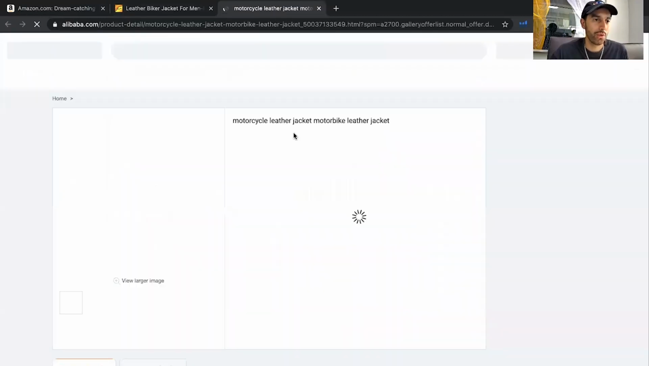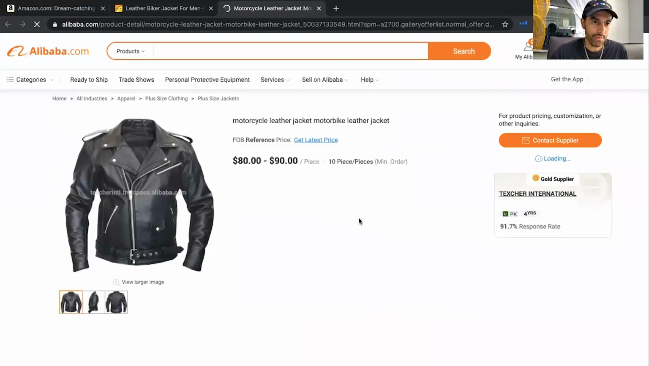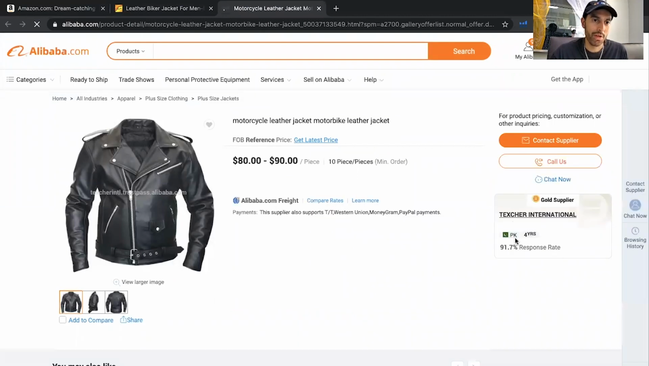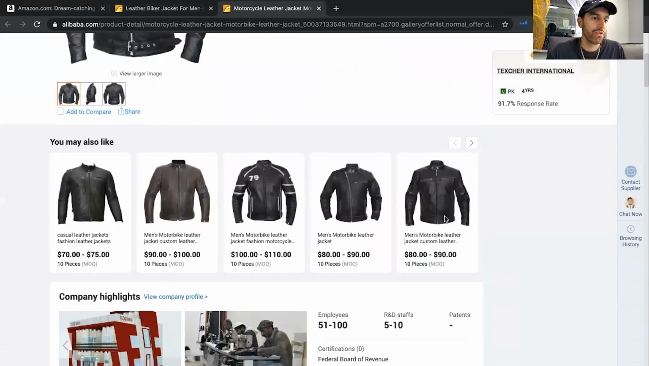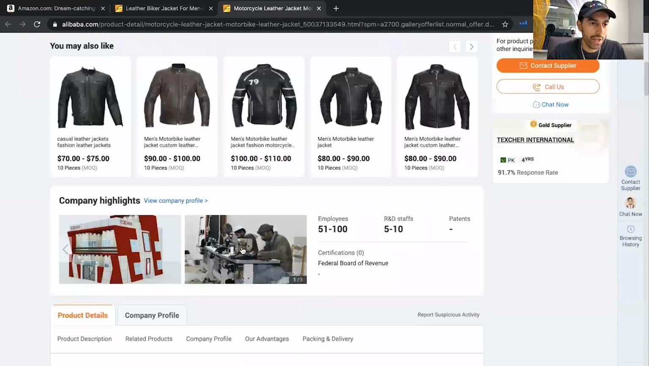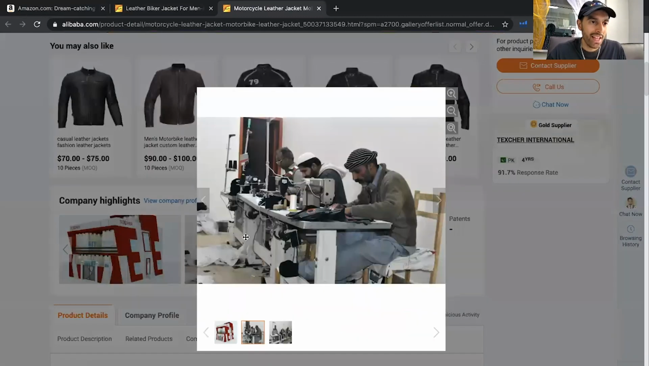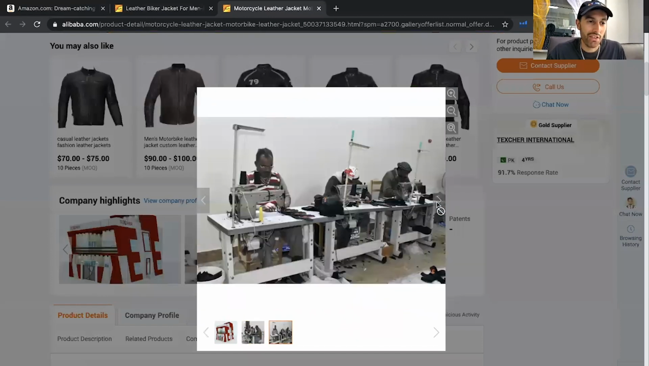So let's just take this one, for example, right? There's not much data, not much information that we can get. We do see that they're a gold supplier. Personally, I don't value gold suppliers because you can pay to get that. I much prefer the verified suppliers rather than the gold suppliers. But here you look at the factory images, and as I look at this, it's not necessarily a factory I want to be buying from.